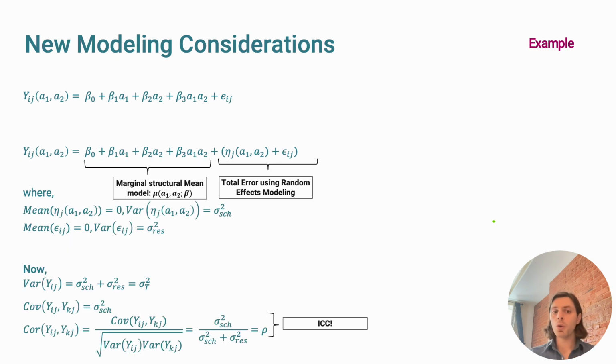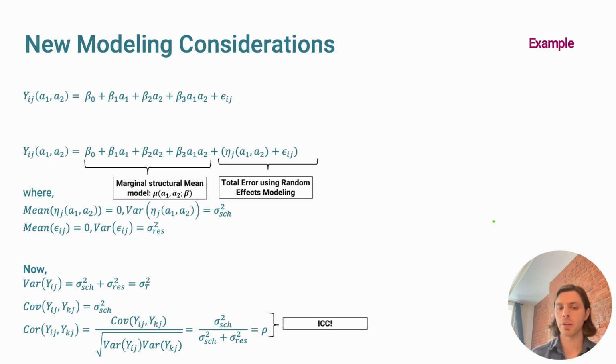So we know our total error, the variance of Y_ij, is just the sum of our school level error plus that error that's left over, that residual error. Okay? So then our covariance between two school professionals i and k within school j, well, they're in the same school. That covariance is just our school level variance of sigma squared sub school. So then the correlation between those two school professionals is our covariance over the square root of our variances. So it's sigma squared school over our total error, which we're going to say is just rho.